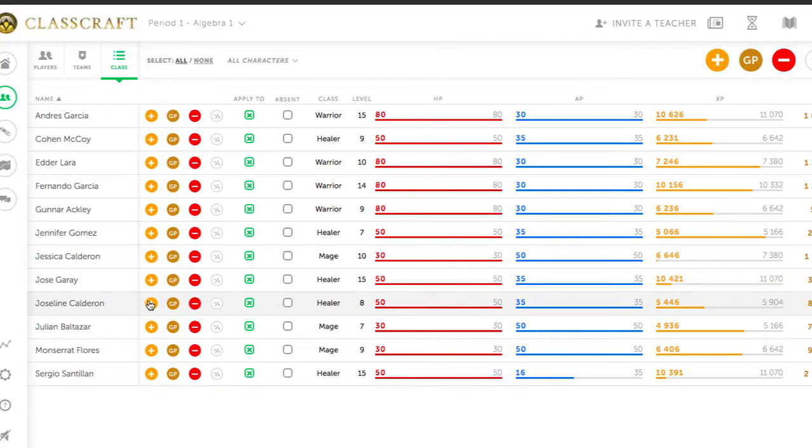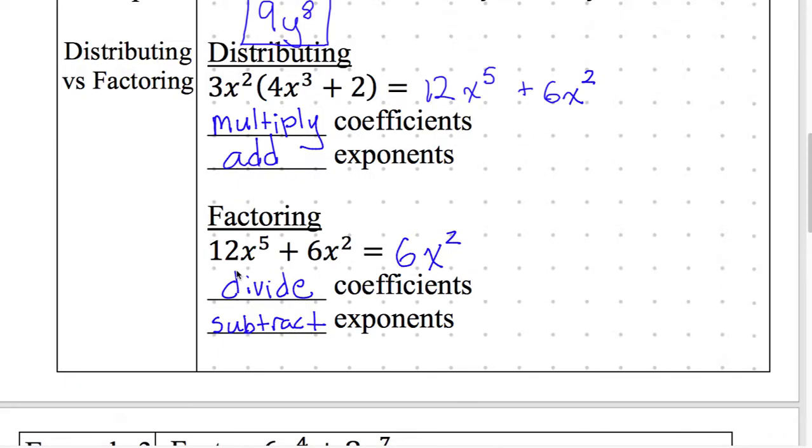All right, Josie has found the greatest common factor, which is the first step. I found the greatest common factor, and I factor that out. So this is going to go on the outside, just like this 3x squared is on the outside. Now I have to figure out what is on the inside after I divide everything. And I guess I'm subtracting the exponents.